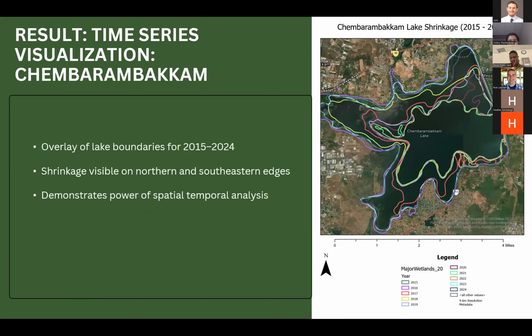Moving on, to demonstrate year-wise boundary shrinkage, I included a time series overlay map of Chembarambakkam Lake. It showed progressive shrinkage, but as I mentioned earlier, it also showed some recovery. So that's why I chose this lake. And here we can see each year. This is how I delineated all the years, one by one. We can see that the lake has shrunk a lot, but towards the end, in 2024, it also recovered its land area pretty much.